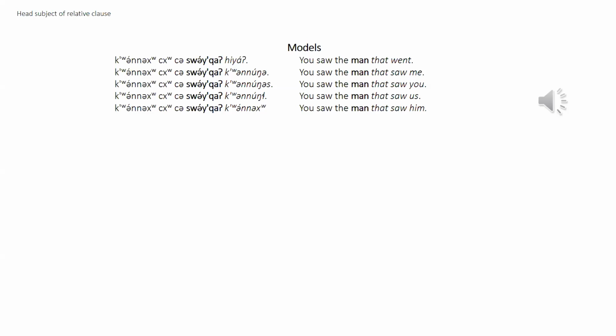What are the subject and direct object in each of these models? The main verb in each of the models is kwanu, and its subject is you. The object of the main verb in the first model is the man that went. The object of the verb in each of these sentences is the head noun with its modifying relative clause.